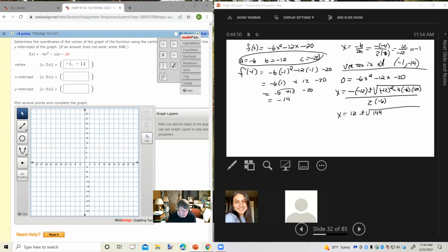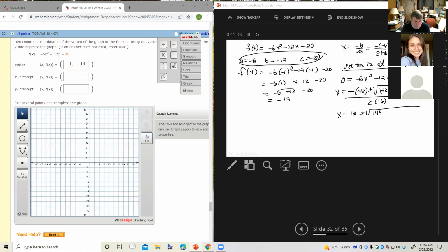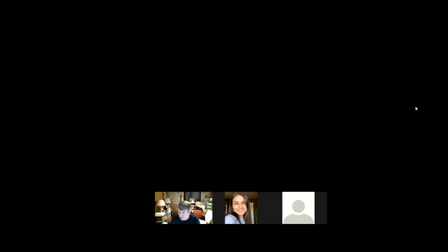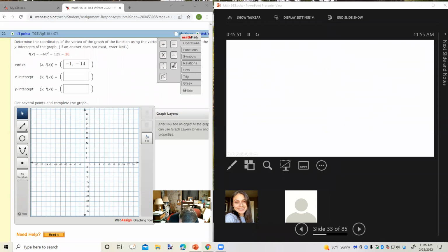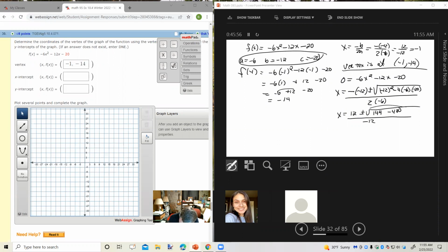Oh. Hang on. Just a second here. Okay. So I was panicking because I was going to get a negative value inside of there. But then I looked over here at the instructions, and one of the options, it says if an answer does not exist, enter D in E. Well, let's keep going. Let's hope I'm right.